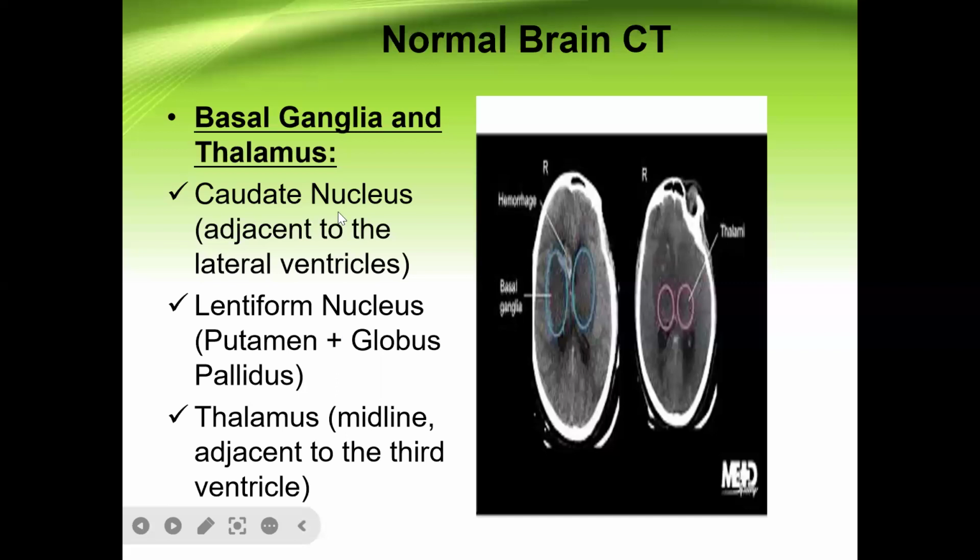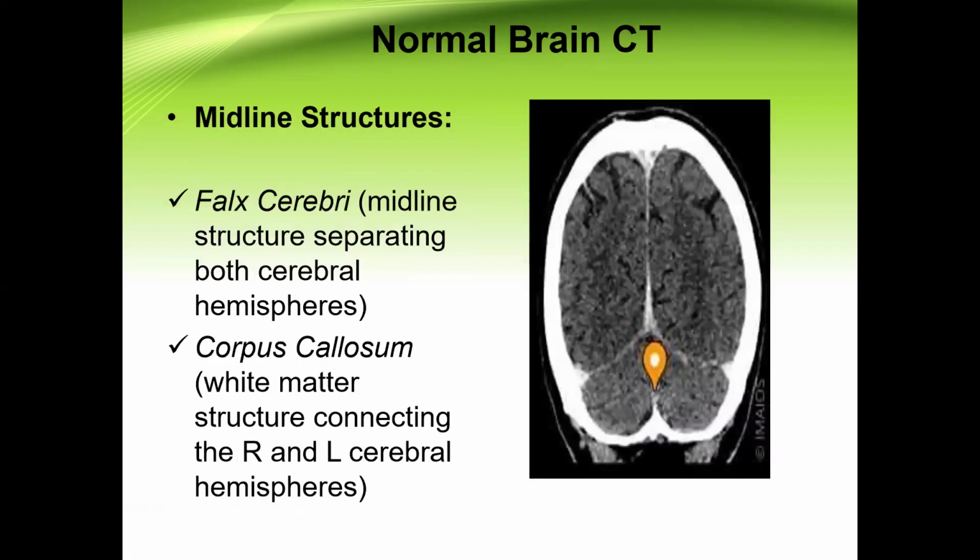Okay, so the basal ganglia and thalamus: the caudate nucleus is adjacent to the lateral ventricles, while the lentiform nucleus, all right, the putamen and the globus pallidus are closely related, while the thalamus, which is a very important structure in the brain, is adjacent to the third ventricle. All right, these are some of the normal structures you will see.